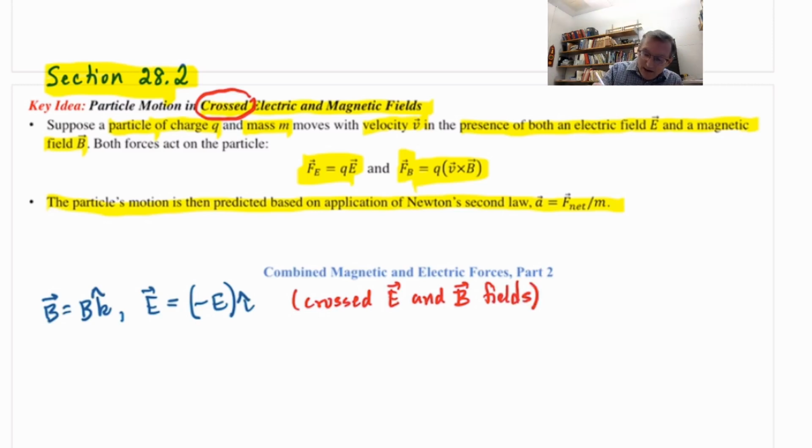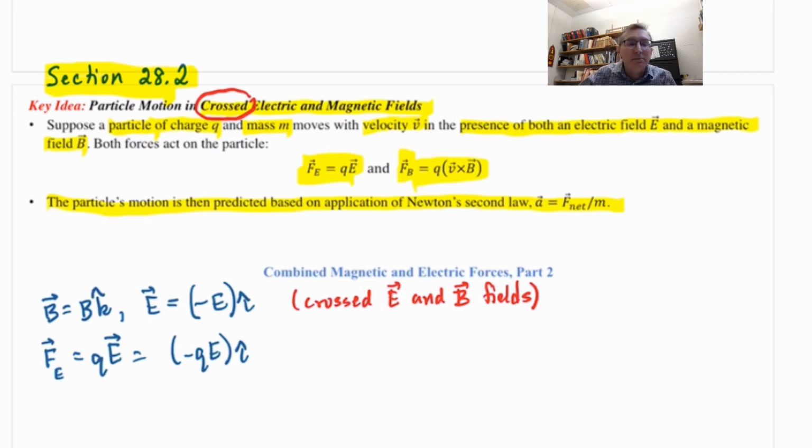And of course, now we know how to calculate the electric force, F electric on our particle: Q times E arrow. So that would be minus QE times i hat. Meaning the direction of the electric force is in the negative x direction if Q is positive, but it'll be in the positive x direction if Q is negative.